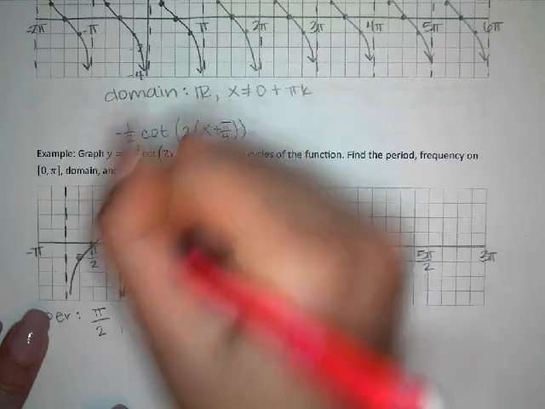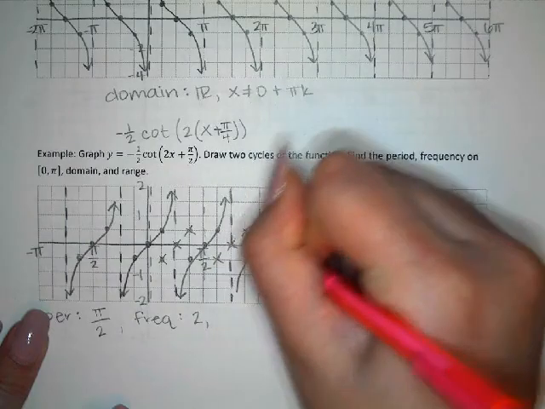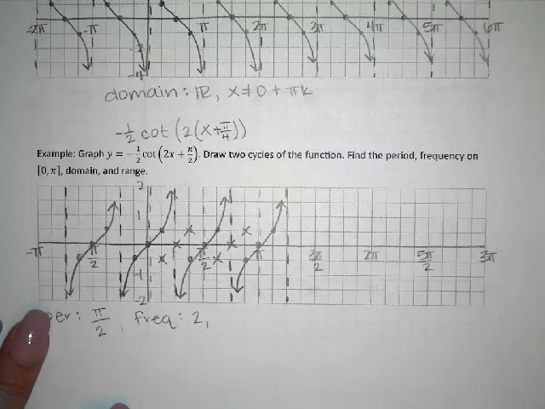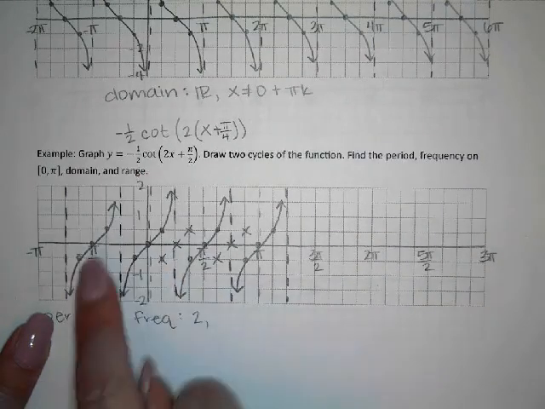So it's been reflected. I can tell it's been reflected because it's the opposite. It's going the opposite direction of the parent graph. Instead of going up to 1, it's going up to 1/2. And then I shifted all my points 2 boxes to the left.